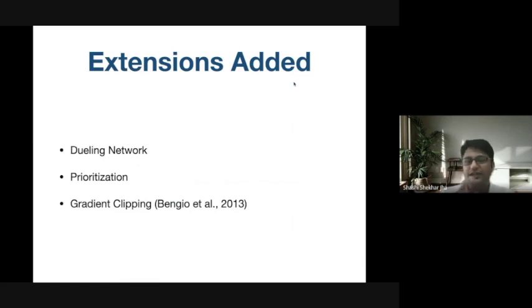So the extensions that the dueling network model added were, obviously, they had prioritization, they had a dueling network, and they also did gradient clipping. Okay, so they used batch normalization and all the tricks of training a deep learning model. So creating this network is one thing, but training them is a hell of a challenge. It's not easy, right? You have to work with them a lot, and you have to come up with these kinds of insights to make them work.